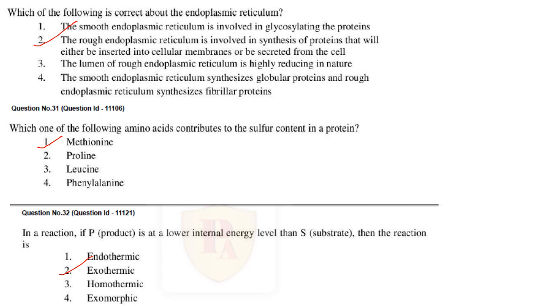Which of the following is correct about the endoplasmic reticulum? The smooth endoplasmic reticulum is involved in glycosylating the proteins. It is not the smooth, it is the rough endoplasmic reticulum. The rough endoplasmic reticulum is involved in the synthesis of proteins that will either be inserted into cellular membranes or be secreted from the cell. That is correct. The lumen of rough endoplasmic reticulum is highly reducing in nature.